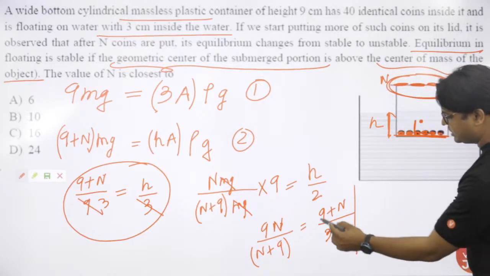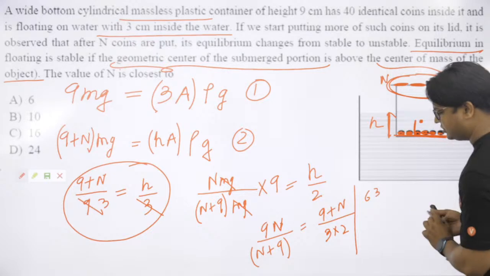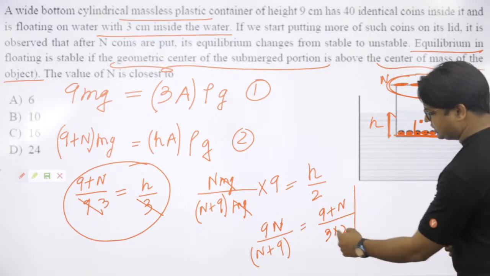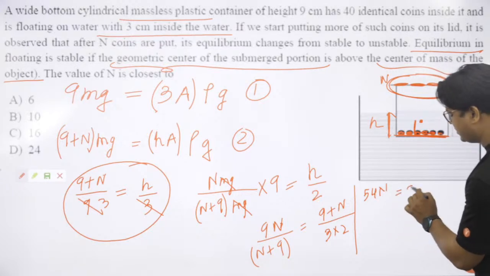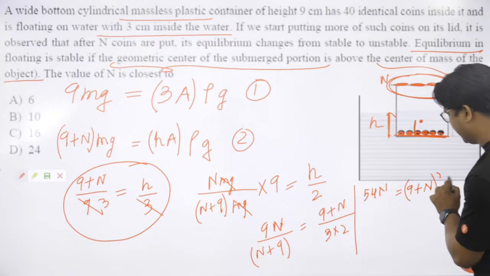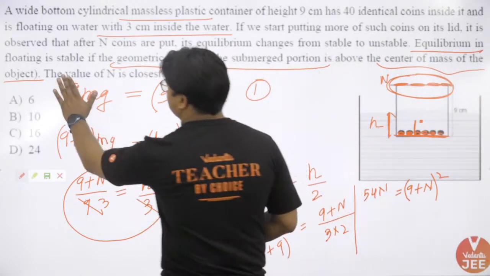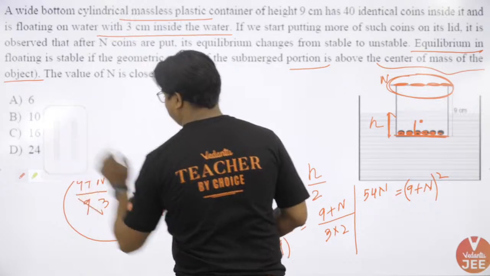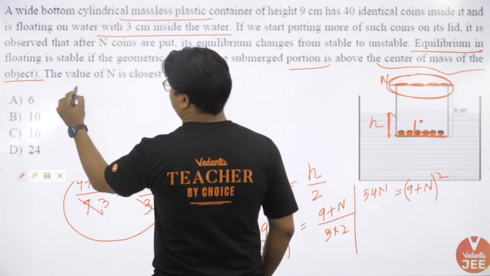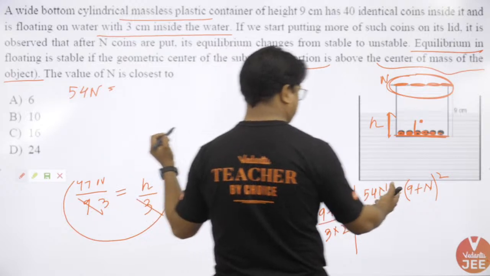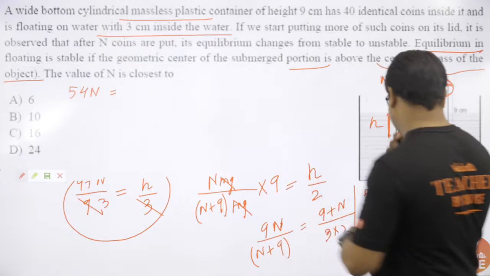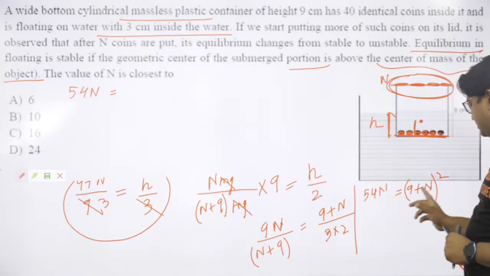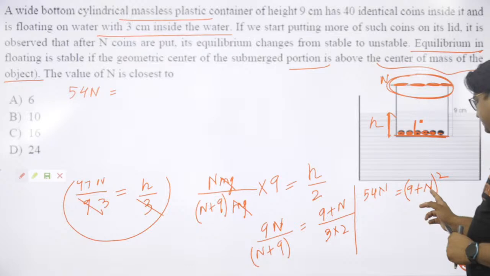So it becomes 6 into 9, which is 54. So 54n is equal to (9 plus n) square. Let's try to solve this once. Let's hope this time I get the correct answer. So if I expand this, it becomes 81, or rather I can just check after putting n equal to 11. So this is around 540, around 600, and this is 20.